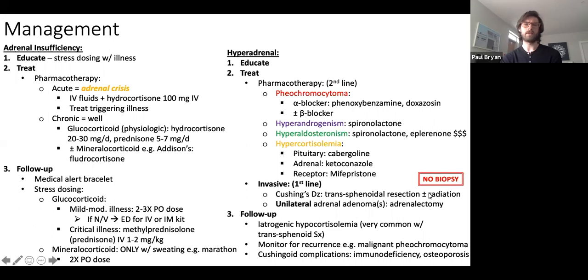Okay, and don't forget, do not biopsy adrenal adenomas. Okay, that is not part of the workup or the intervention for these, and it can be dangerous.